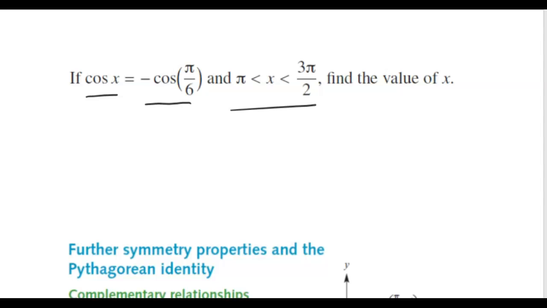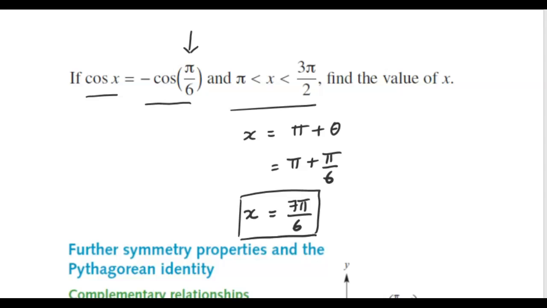Now the way we relate an angle in the third quadrant is by going pi plus theta. In this statement they've given us the angle that they're relating back to the first quadrant, which is pi on 6, which is nothing but 30 degrees, isn't it? So x is going to be equal to pi plus pi on 6, which simplifies as x is equal to 7 pi on 6. And that is the angle x that they're asking us to find, which belongs to the third quadrant.